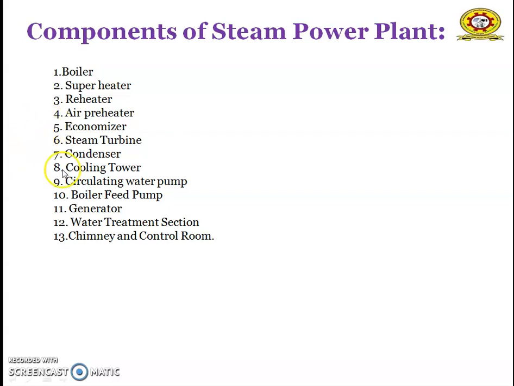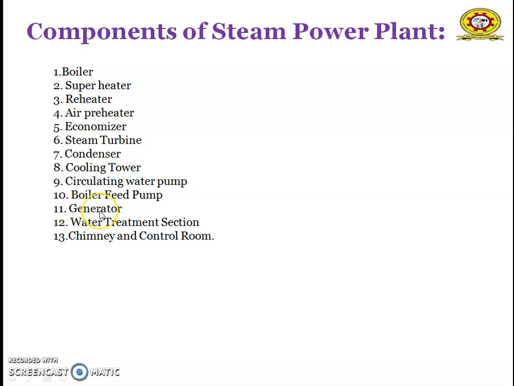And next one is the cooling tower. Cooling tower is used to cool the water. And next one is the circulating water pump. The water which is coming from the turbine is then recycled to the boiler by using the circulating water pump. And next one is the boiler feed pump. Boiler feed pump is used to circulate the water from the circulating water pump to the boiler.